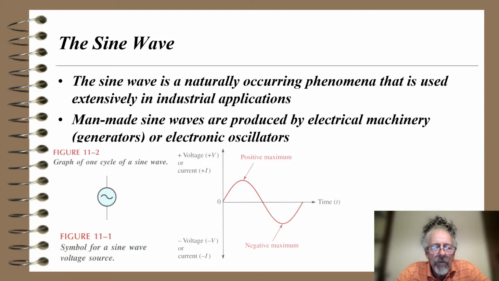Figure 11.2 is a graph of one cycle of a sine wave, and figure 11.1 is a symbol for a sine wave voltage source. So we see the blue tinted circle with the sine wave inside, that's a sine wave voltage source. To the right of that we have a red sine wave and an XY axis which shows voltage versus time. And it shows a positive maximum and a negative maximum.